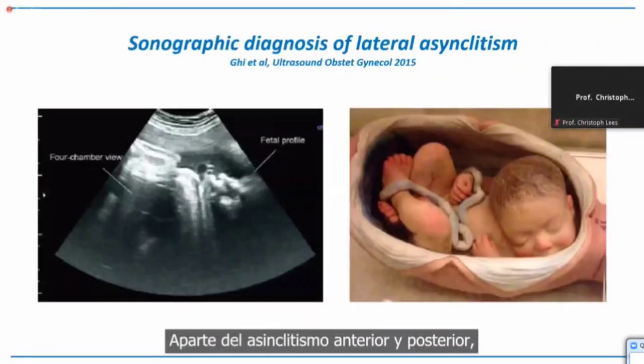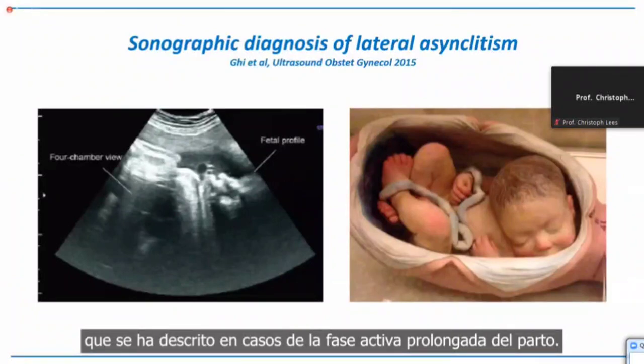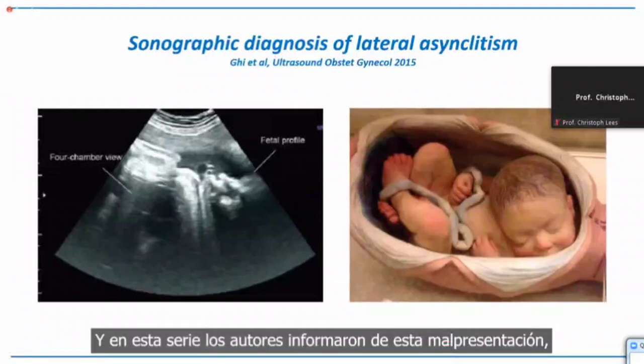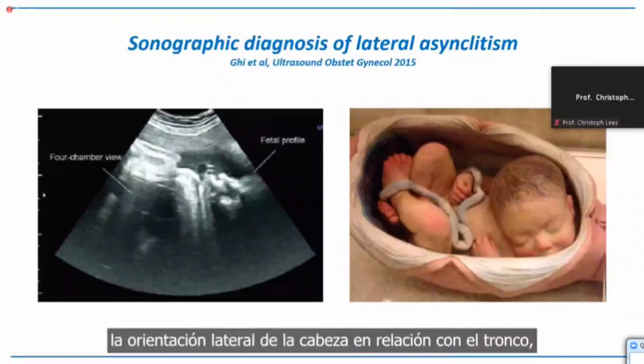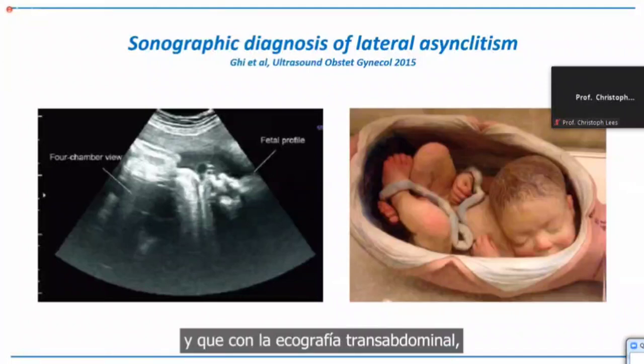Other than anterior and posterior asynclitism, another subtype, which is lateral asynclitism, has been described in a series of cases of protracted active phase of labor. In this series, the authors reported this rare malpresentation, which is characterized by the lateral orientation of the head in relation to the trunk, and that with transabdominal ultrasound is featured by the visualization of the fetal chest together with the facial profile on the same plane.